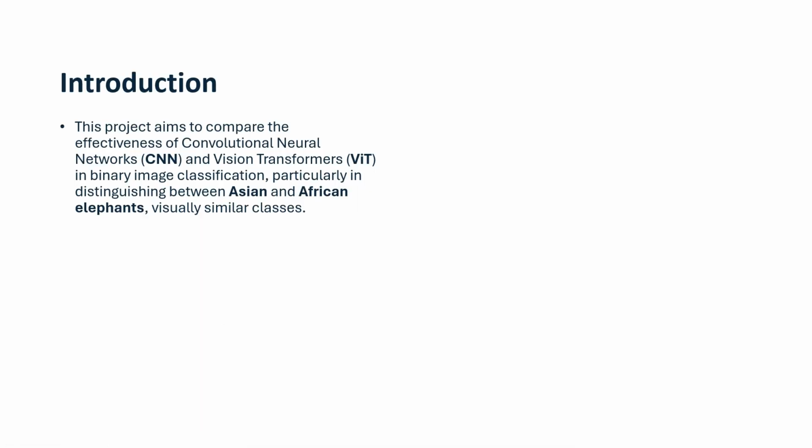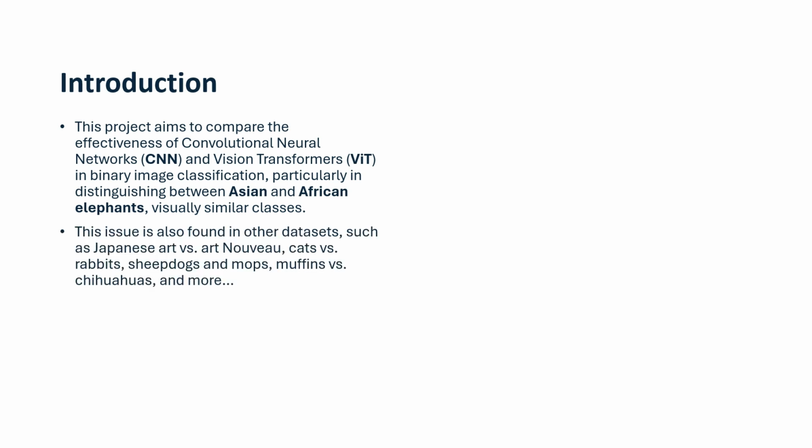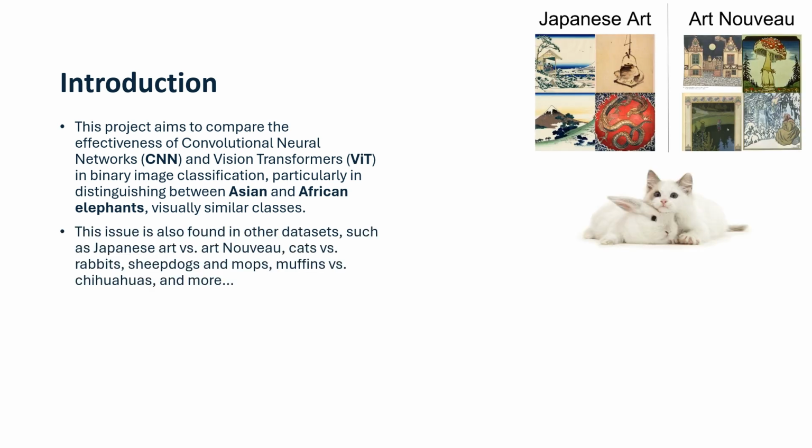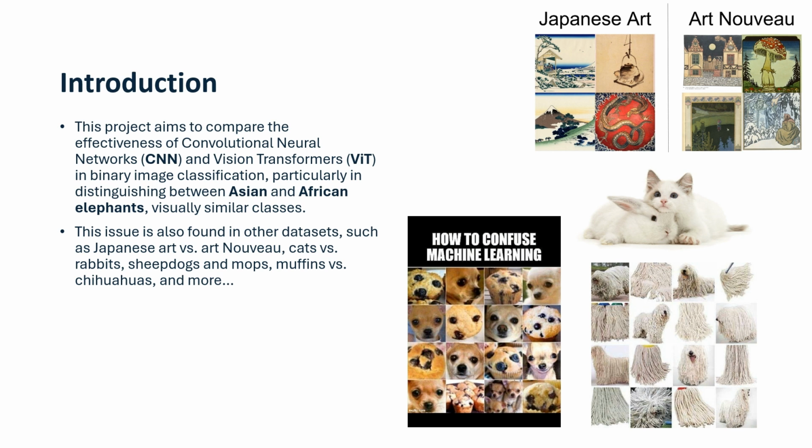We chose to focus on comparing ViT and CNN models on the problem of binary image classification, especially for tasks of images of very similar classes, and specifically for the Asian versus African elephant dataset. Similar tasks have previously been studied on problems such as art classification, cats versus rabbits, sheepdogs versus muffins against chihuahuas, and more. Such tasks are difficult even for humans.